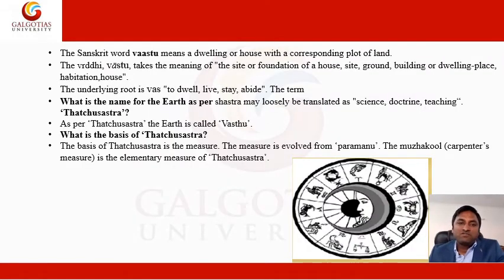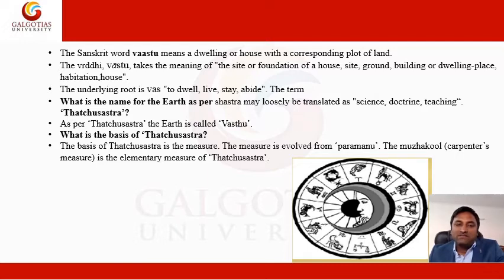The Sanskrit word Vastu means the dwelling or a house corresponding to the plot of land, and the root Vastu takes the meaning of site, foundation of a house, ground, building, dwelling places, habitation, and houses. The underlying root means to dwell, live, stay, abide. So what is the name of earth? Shastra may be translated as science, doctrine, teaching, as in Vastu Shastra. As per Shastra, the earth is called Vastu.